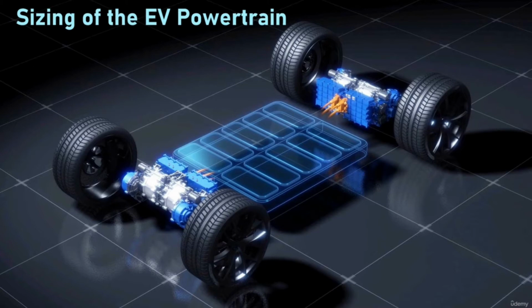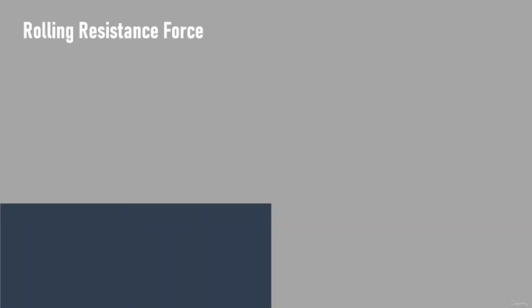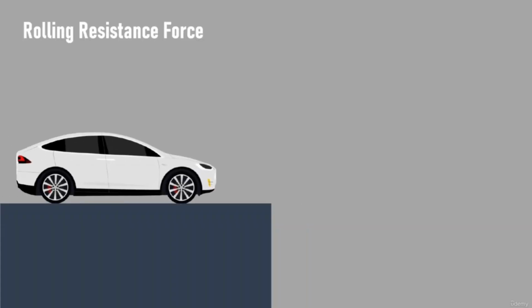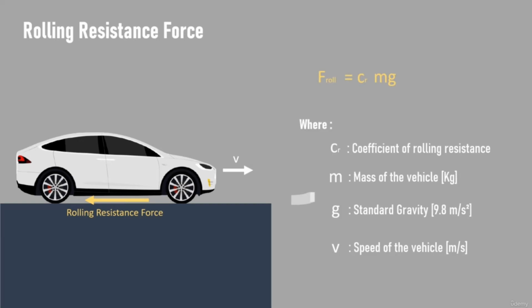Let us start by analyzing the rolling resistance force. The rolling resistance force occurs due to the friction between the tires and the driving surface. The rolling resistance force is zero at standstill. When the vehicle starts moving, the rolling resistance force acts in direction opposite to direction of motion and can be calculated by the rolling resistance coefficient CR multiplied by the normal force between the vehicle and the road.